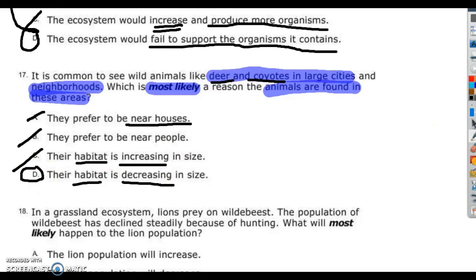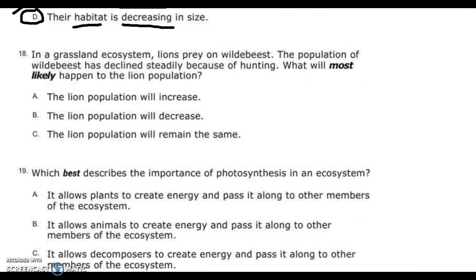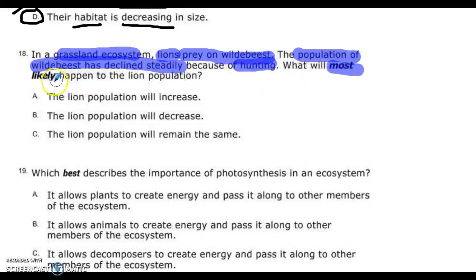I think that one is a pretty straightforward question. But you have to know the definition of all those other words, which makes it really tough. In a grassland ecosystem, lions prey on wildebeest, which makes the lion a what? Predator. Good job. The population of wildebeests has declined steadily because of hunting. What will most likely happen to the lions?